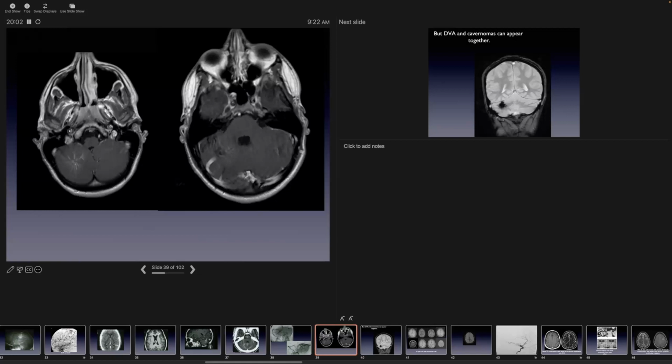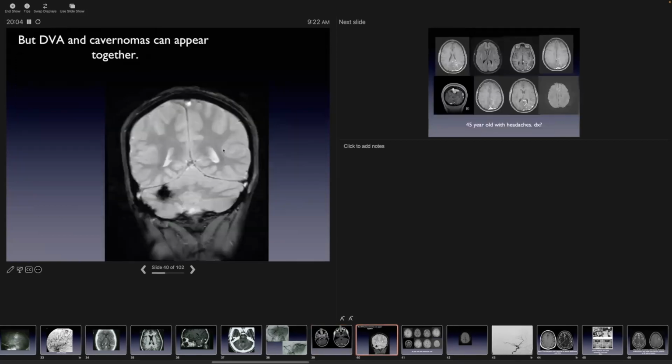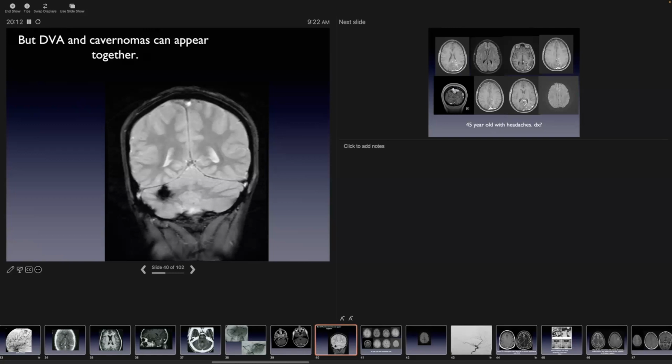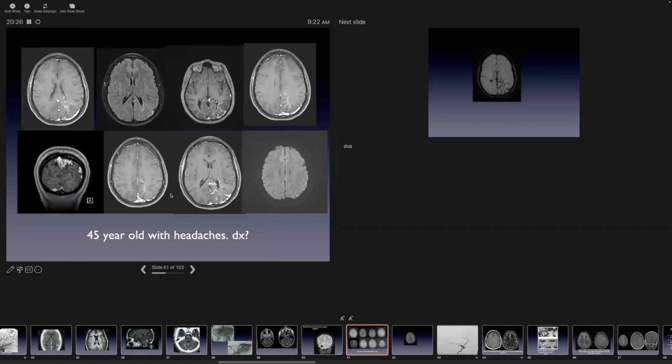Now, in this case, you'll notice a little bit of signal dropout here, which is more evident on the gradient echo scan. And this is the typical appearance of a mixed lesion in that this patient has a cavernoma and a DVA. We'll come to this a little later, but these are frequently seen together. Usually the cavernoma is in the draining bed of the DVA, and they may be causally related.